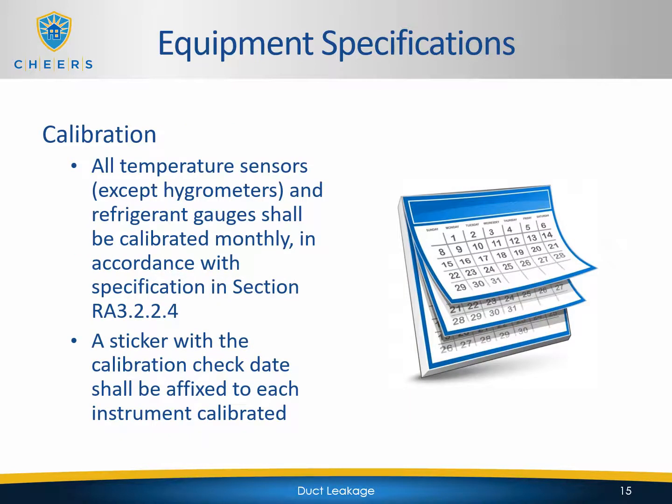For calibration, all temperature sensors except hygrometers, and refrigerant gauges, shall be calibrated monthly in accordance with specification in section RA 3.2.2.4. A sticker with the calibration check date shall be affixed to each instrument calibrated. The way that you're going to go about calibrating each piece of equipment is going to be dependent on the manufacturer. So follow your manufacturer's instructions and specifications in order to calibrate your equipment correctly.